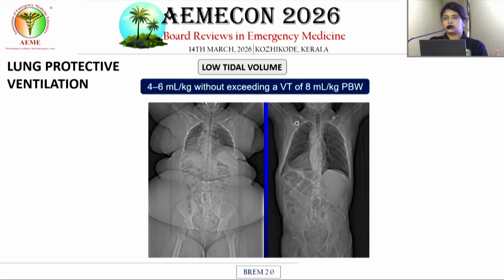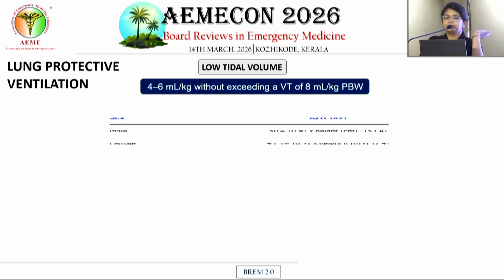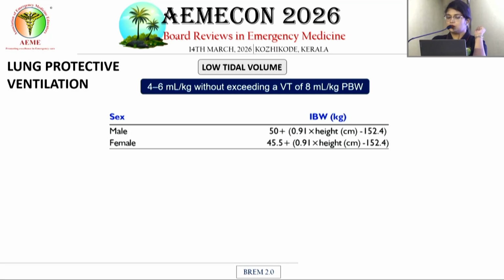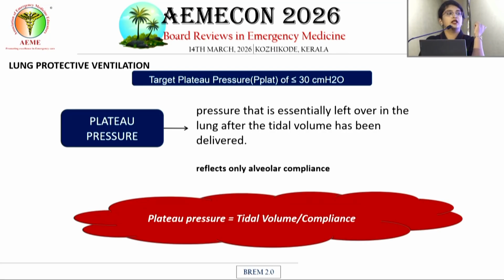So how to manage? We all know the ARDSNet protocol, that is lung protective ventilation. So we have been taught about this since our first years, right? So low tidal volume. So how do you set the tidal volume is based on the ideal or the predicted body weight of the patient, okay? So 4 to 6 ml per kg, maximum up to 8 ml per kg. So this is a formula. If you don't know, go back and read.